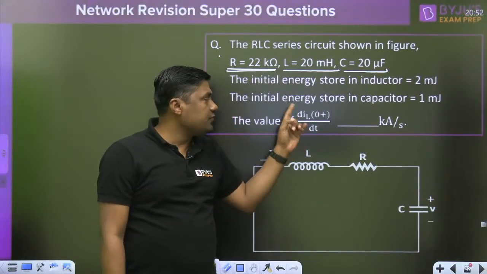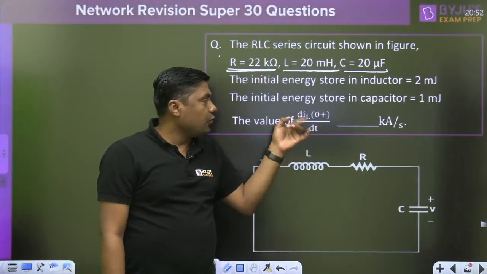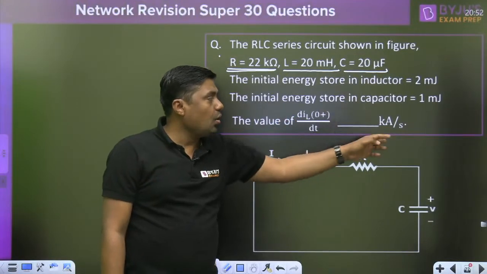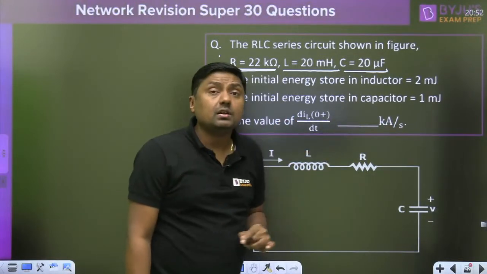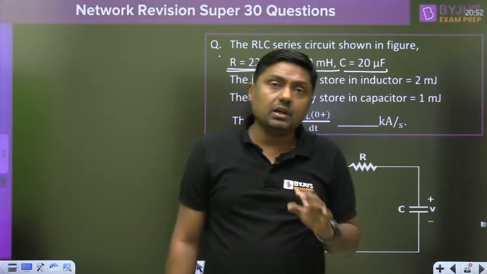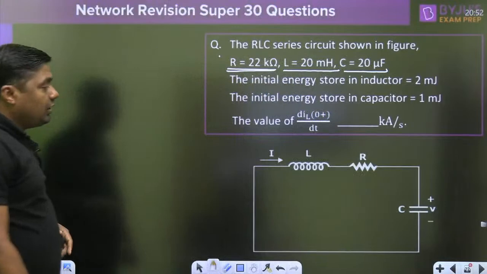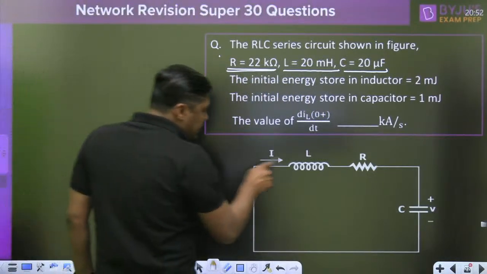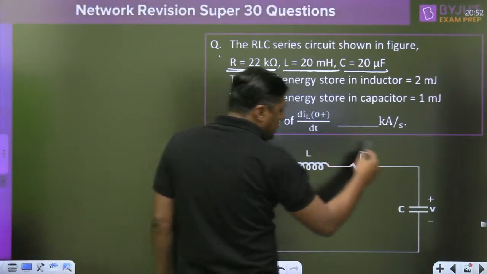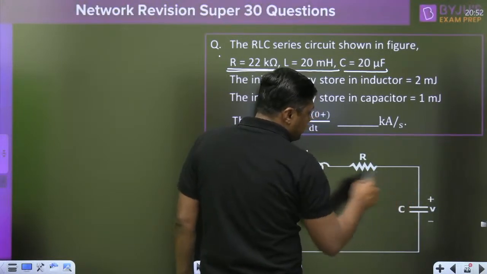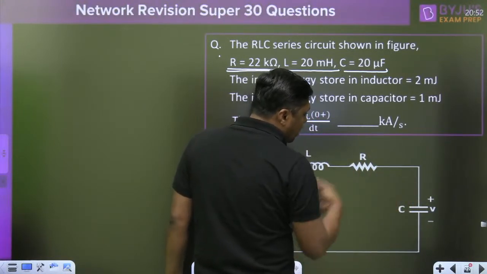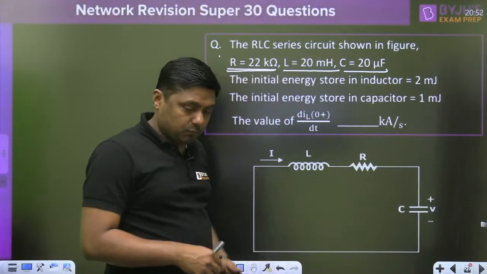What is the rate of change of current at 0 plus, in kilo ampere per second? What is the unit here? Kilo ampere per second. Okay, what will be the value? And that is the direction of the current.